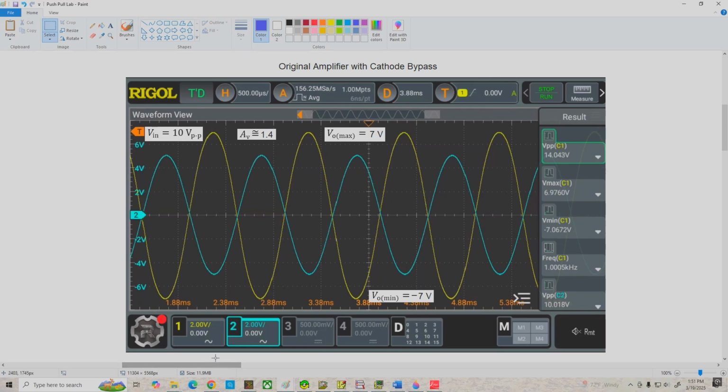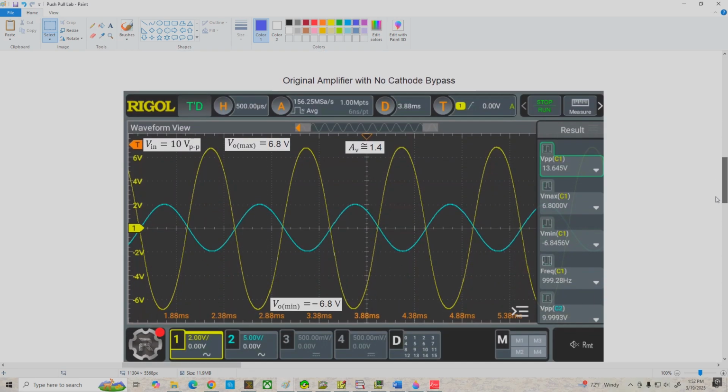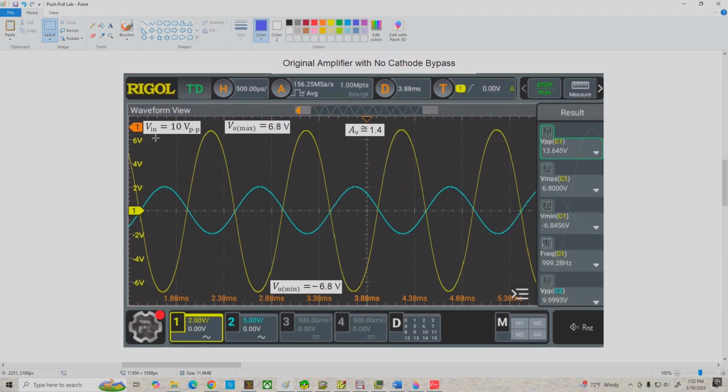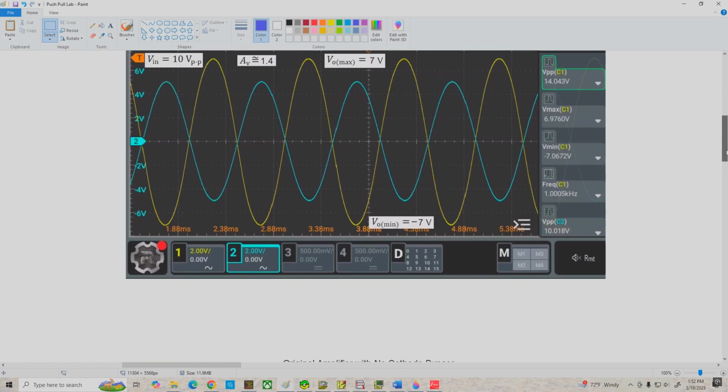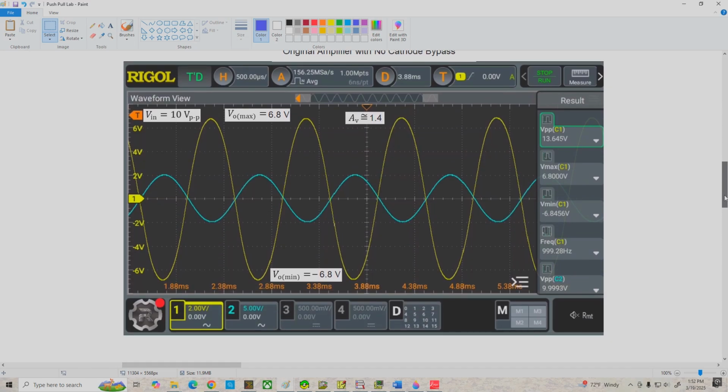And something you might be wondering is what would happen if we took the cathode bypass capacitor off of the circuit. And that's what we're going to look at next. I did remove the capacitor, and this is the resulting output I got with 10 volts peak to peak coming in. And you can see we still get a pretty good output. It's not much different. We had about 14 volts peak to peak coming out with the bypass. We've dropped to about 13.6 volts peak to peak, so it really hasn't made much difference.